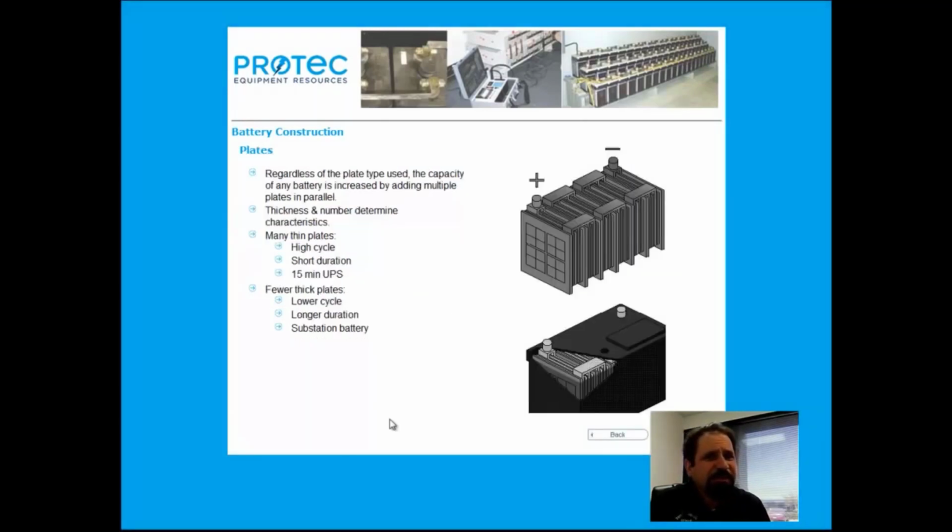A little more discussion on plates. Regardless of the plate type used, the capacity of any battery is increased by adding multiple plates in parallel. Thickness and number of plates determine the characteristics. If we have many thin plates, the resultant construction will typically provide a high cycle, short duration discharge, typically found in 15-minute UPS batteries. Fewer but thicker plates will typically result in a construction that delivers lower cycle, longer duration or longer discharge rates, and these are typically common in utility or substation style batteries.